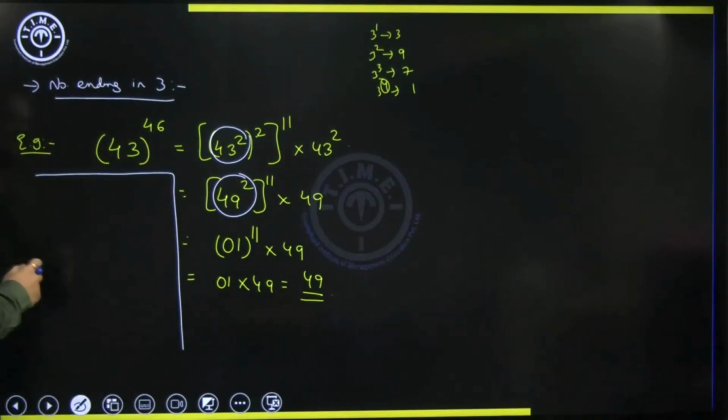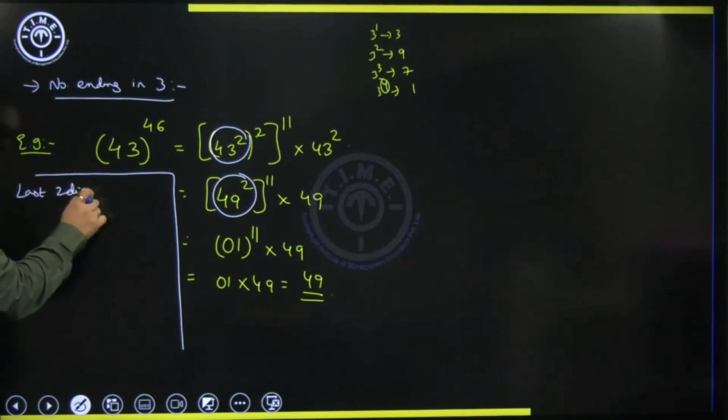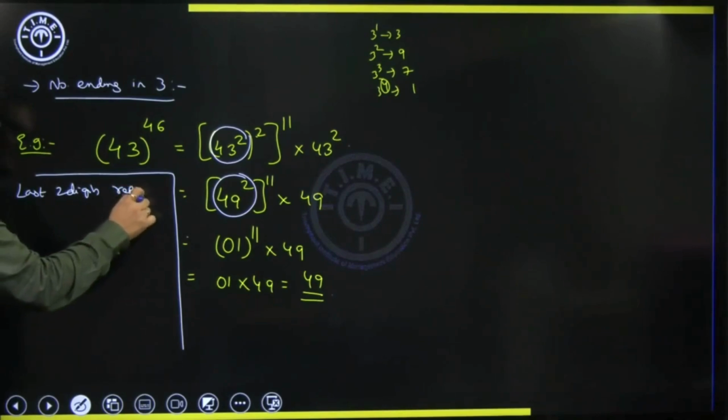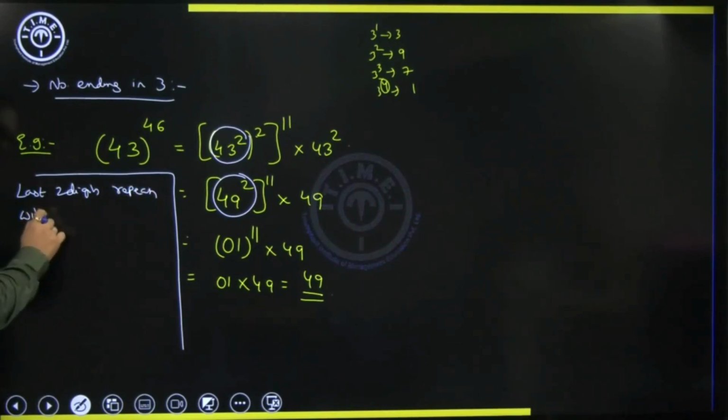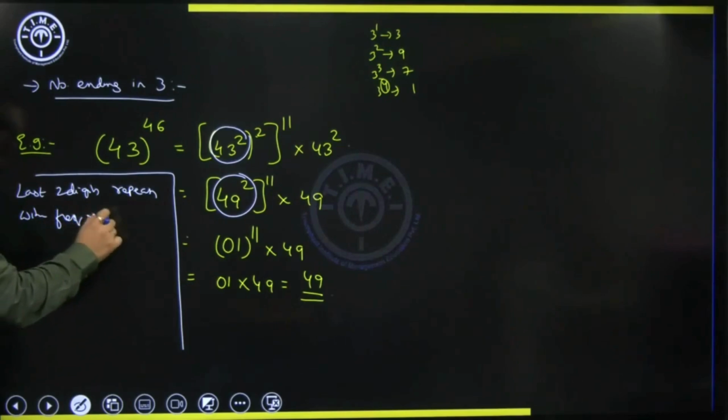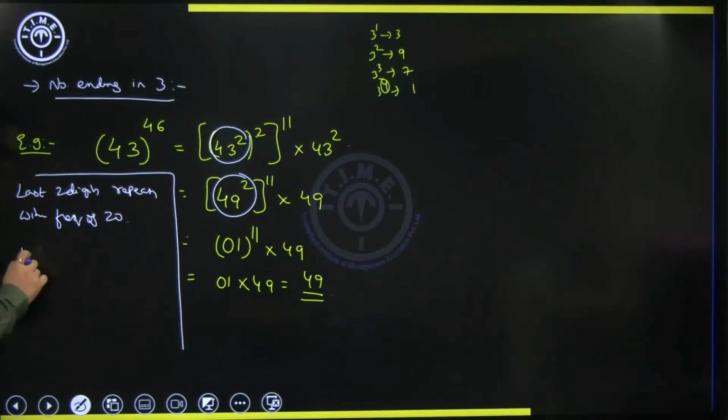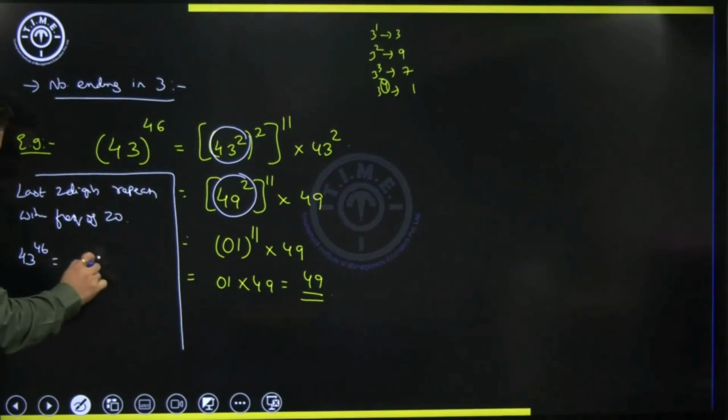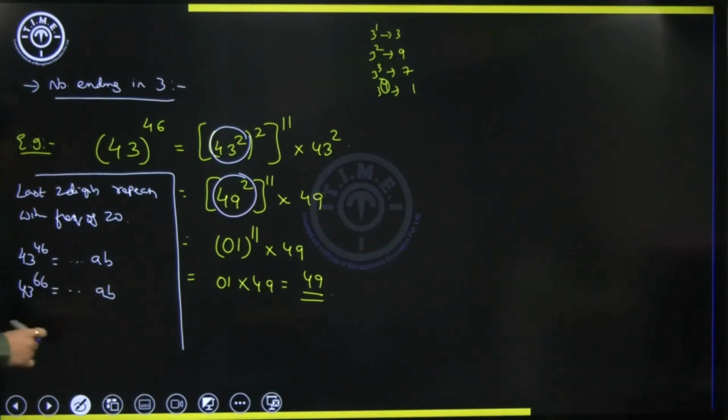So the point is the last two digits always repeat with a frequency of 20. Now, what do I mean by that? That means 43 to the power 46, the last two digits, whatever they are, say AB. Then 43 power 66 will also be AB. So please look at the power, it is increased by 20.